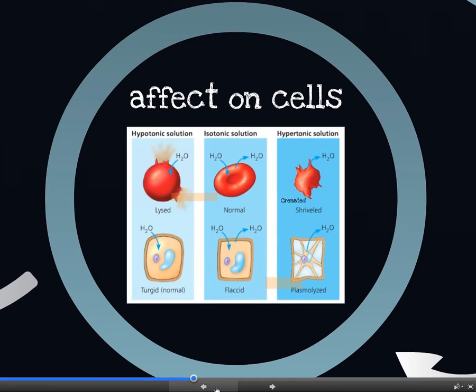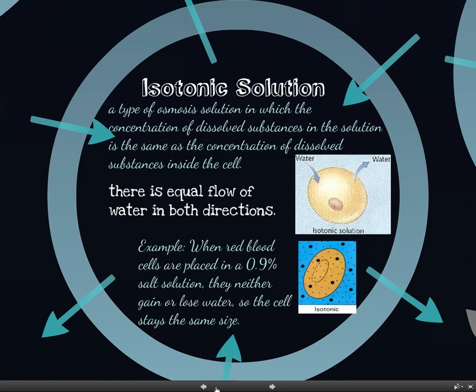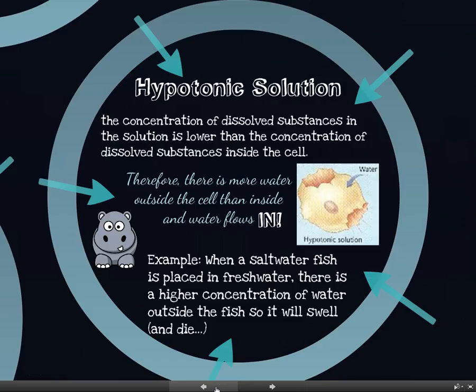Sorry, I need to go back. Hypotonic, we've got less solute outside the cell than inside the cell, which means there is a higher water potential. The water is more pure outside the cell. So if we've got less solutes outside the cell, we've got more pure water. The water outside the cell is more pure, or a higher concentration of water, so a higher water potential.